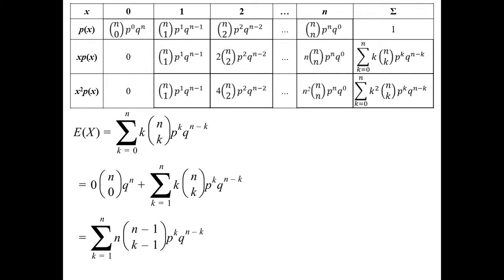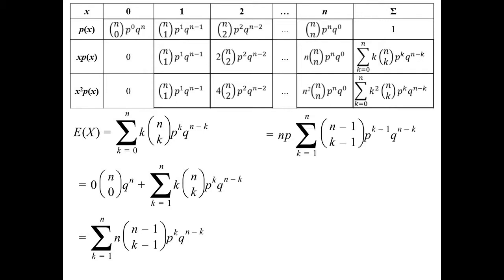Now that sum I could end up rewriting, because nCk would be n factorial on k factorial, n minus k factorial, so k times nCk is n factorial on k minus 1 factorial. So the n factorial, I could factorise the n out, leaves me with n minus 1 factorial on the top, but then the k would cancel with the k factorial on the bottom, leaving me with k minus 1 factorial. So in effect, we end up with n times n minus 1 C k minus 1, and we'd still have p to the power of k, q to the power of n minus k.